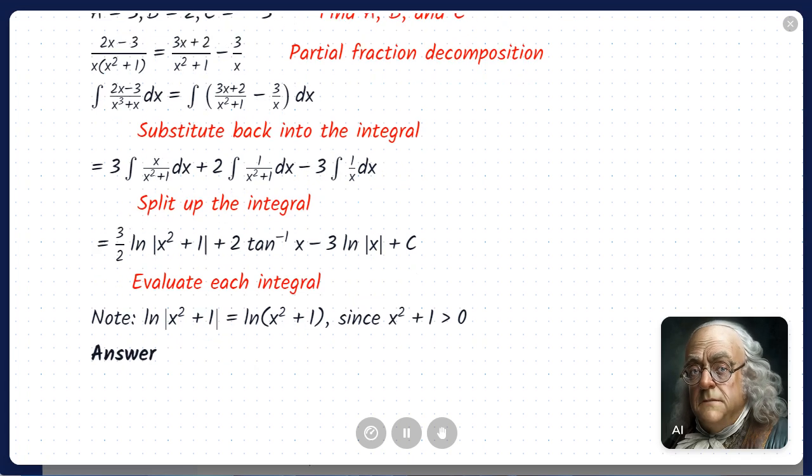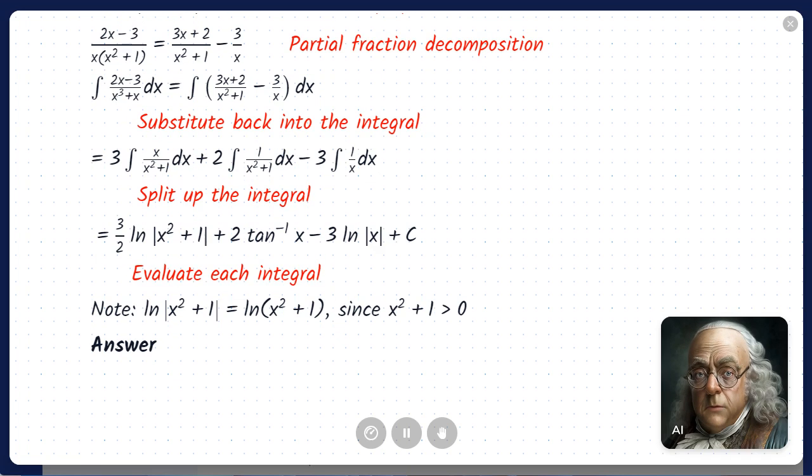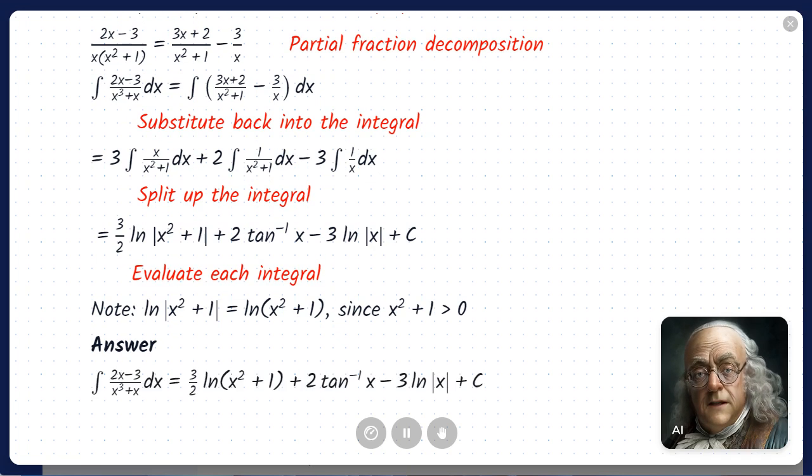Now we can display the answer. The integral of the given function with respect to x is equal to 3/2 times the natural logarithm of (x² + 1), plus 2 times the inverse tangent of x, minus 3 times the natural logarithm of the absolute value of x, plus the constant of integration.